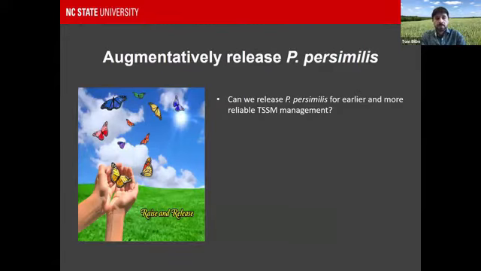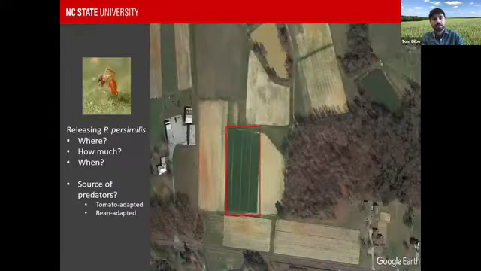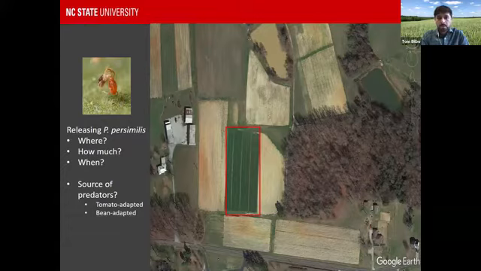So switching gears a little bit to releasing predators ourselves. So these would be ones that we either buy or we're rearing our own in lab. And is this a way that we can get good spider mite control that's more reliable and earlier in the season? So whenever you're going to release predators into a field, you have to ask yourself a couple questions. You have to know, where are you going to put them in the field? How many are you going to put out? When are you going to put them out? What's going on in those fields around you, and how might that impact what your predators will do?